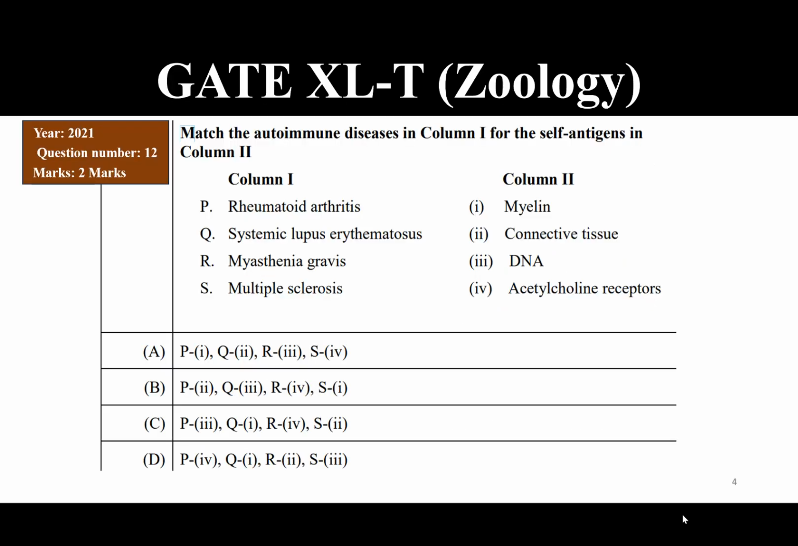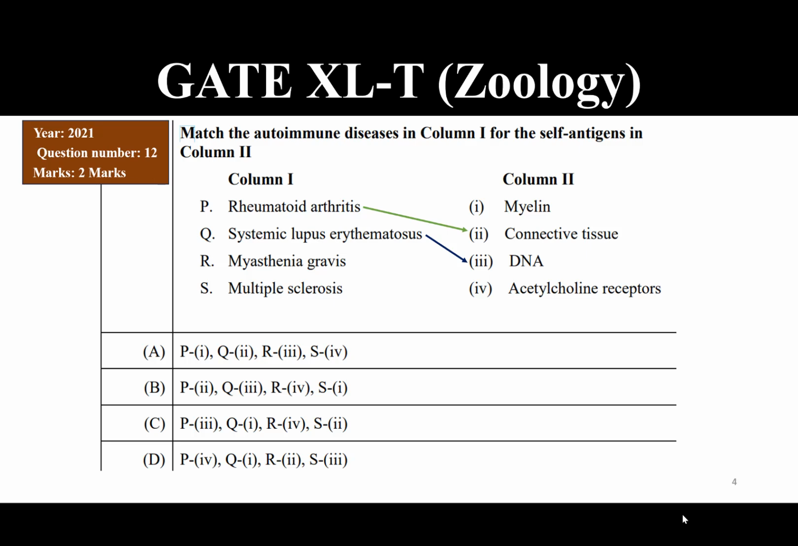So now, taking all this information together and coming back to the question, we can again look for key terms to identify the correct self-antigens for these diseases. So for the first one, which is rheumatoid arthritis, the correct self-antigen is connective tissue because it affects the joints. Next, Q is DNA because it had systemic effects.